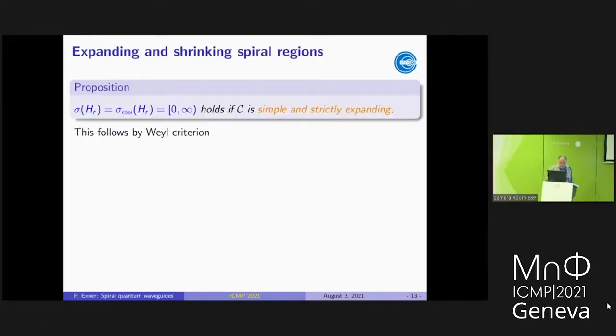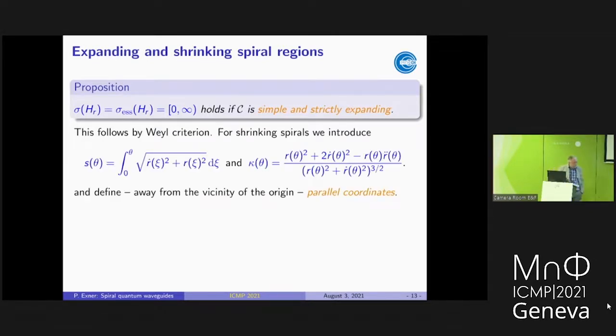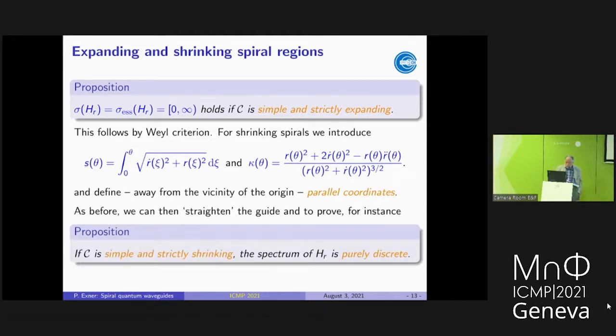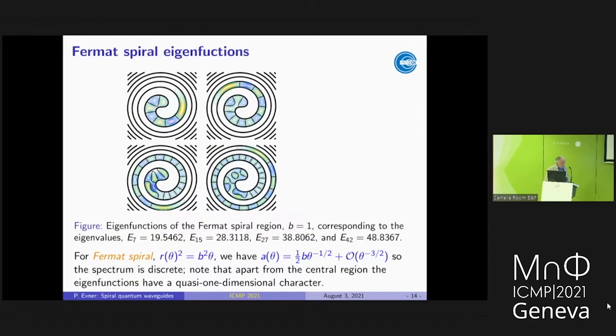Now, for the strictly expanding spiral, the spectrum is not that interesting. It simply covers the positive real half line. For the strictly shrinking, you can use again the trick with the parallel coordinates, and you prove that the spectrum is purely discrete. Here, for example, are the eigenfunctions of the Fermat spiral. But what you see is that outside of the central area, the solutions have a distinctively quasi one-dimensional character.